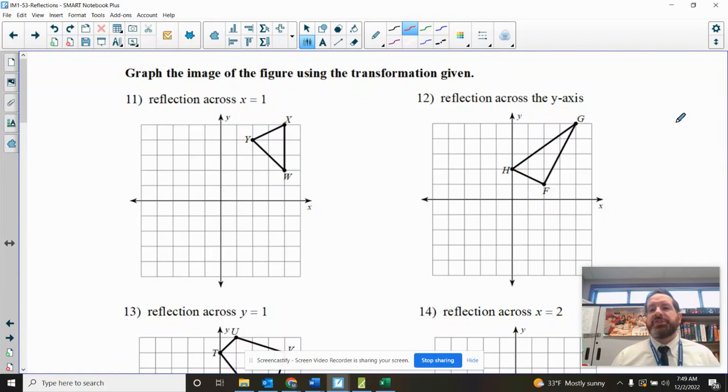This is where you want to be. If you're stuck on a practice problem or if you want to see how things work, we're going to just run through the practice packet reflection section. All right, starting with number 11.